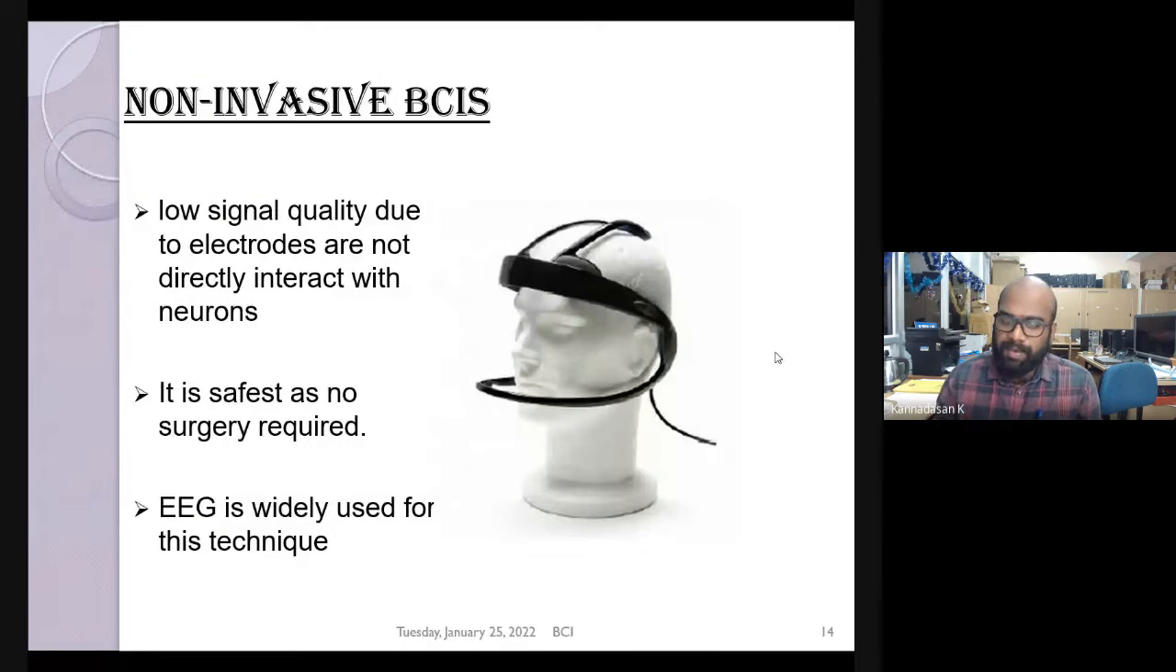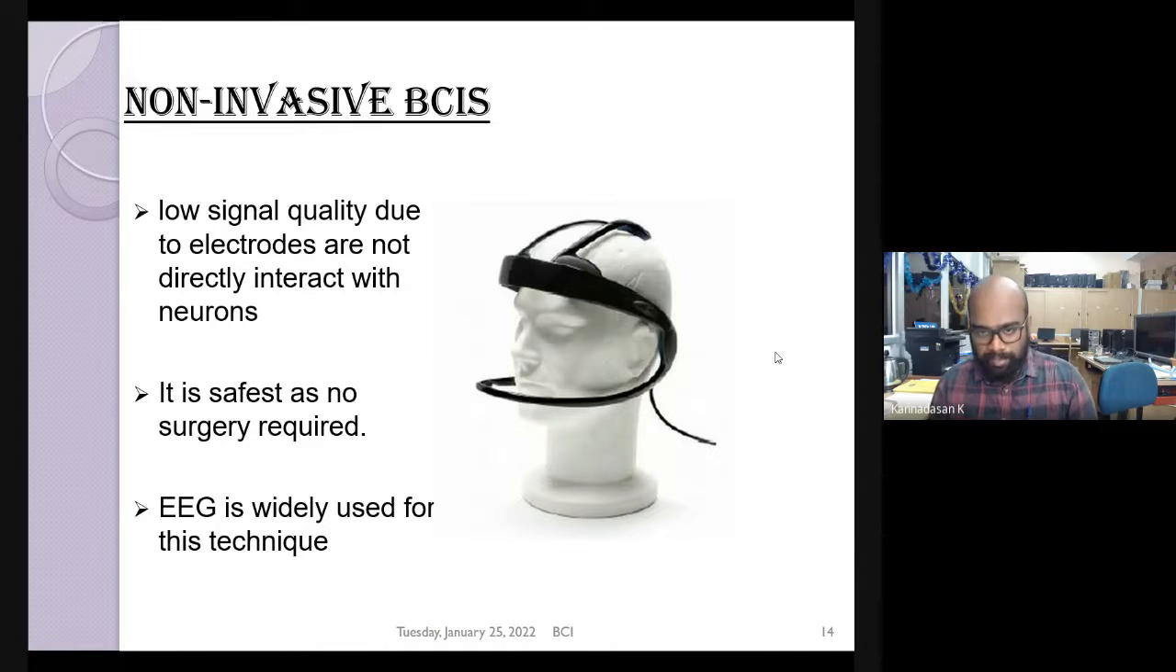Coming to non-invasive, it has low signal quality because the electrodes are not directly interacting with the neurons. As I said earlier, when your friend is very close, you can hear him or her very clearly and properly. When he is going apart, of course, whatever he is talking will still be audible. But when he is some 100 meters beyond, even when he is talking, you will hear that he is talking something, but you won't get the words exactly. So that is the issue with non-invasive. The same problem. You're placing the electrode not near the neurons. You are taking it apart from the neuron, and you're placing it outside the scalp.